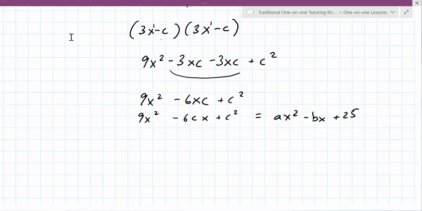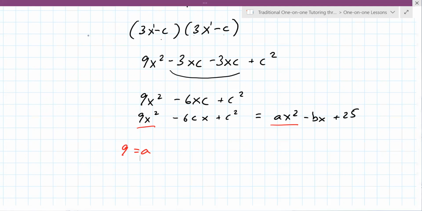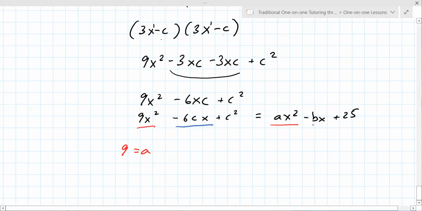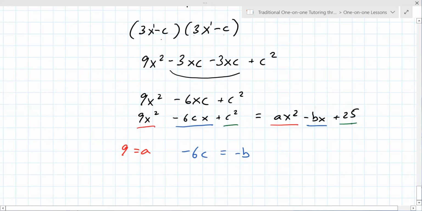So we're going to set the 9x squared equal to the ax squared. So that means that 9 is equal to a. So you basically leave off the x part. Then we're going to set the minus 6cx equal to minus bx. So you have minus 6c, you don't need the x, equals minus b. So not great at the moment because there's two letters in there. And then the last one is c squared equals 25.